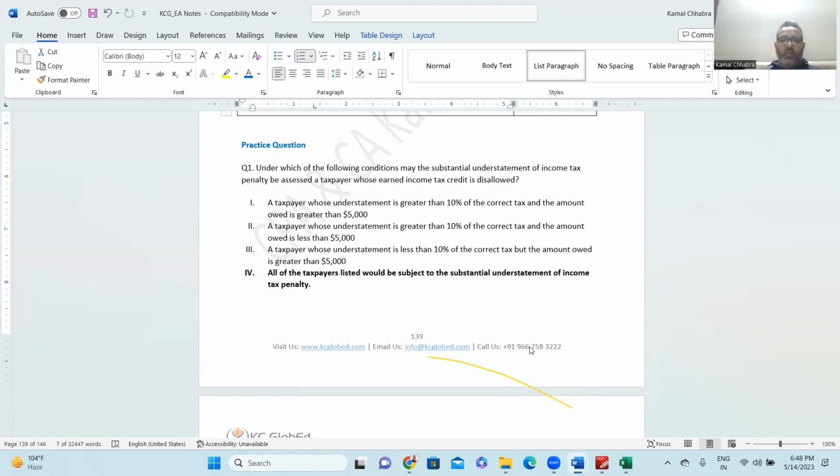First, a taxpayer whose understatement is greater than 10% of the correct tax and the amount owed is greater than 5,000. Second, a taxpayer whose understatement is greater than 10% of the correct tax and the amount owed is less than 5,000. Third, a taxpayer whose understatement is less than 10% of the correct tax but the amount owed is greater than 5,000. Or, all the taxpayers listed would be subject to the substantial understatement of income tax penalty. Is there any specific benefit given, or is it applicable to all? If I simplify the question, did you understand the question?